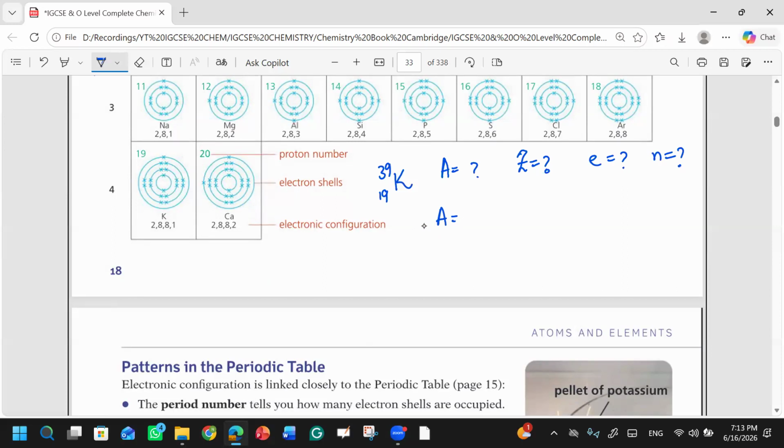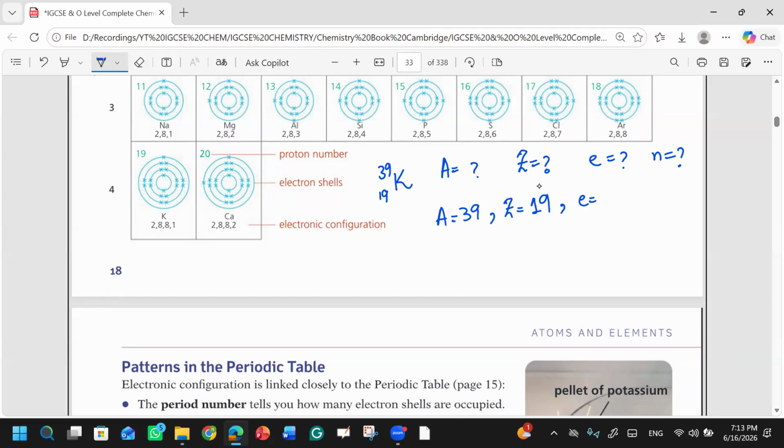The atomic mass for potassium is 39. And the proton number, the atomic number, will be 19. And what about electrons? 39 minus 19, so 19.